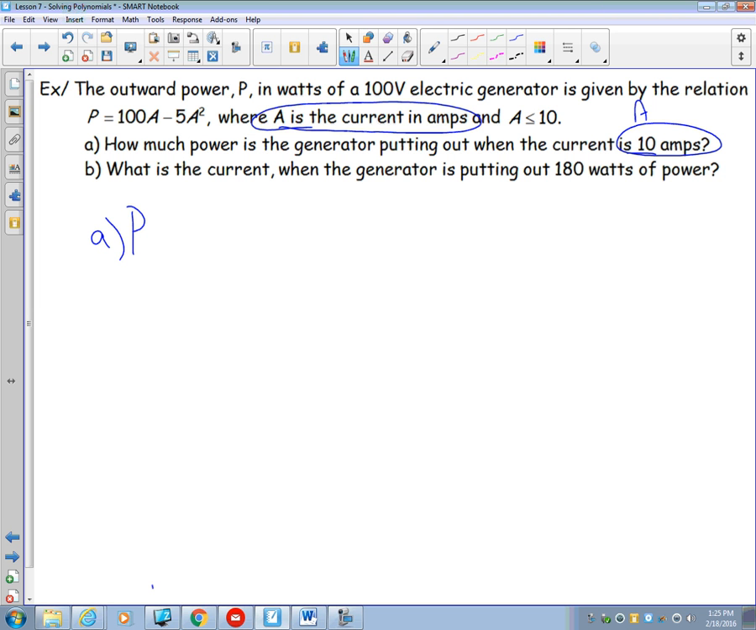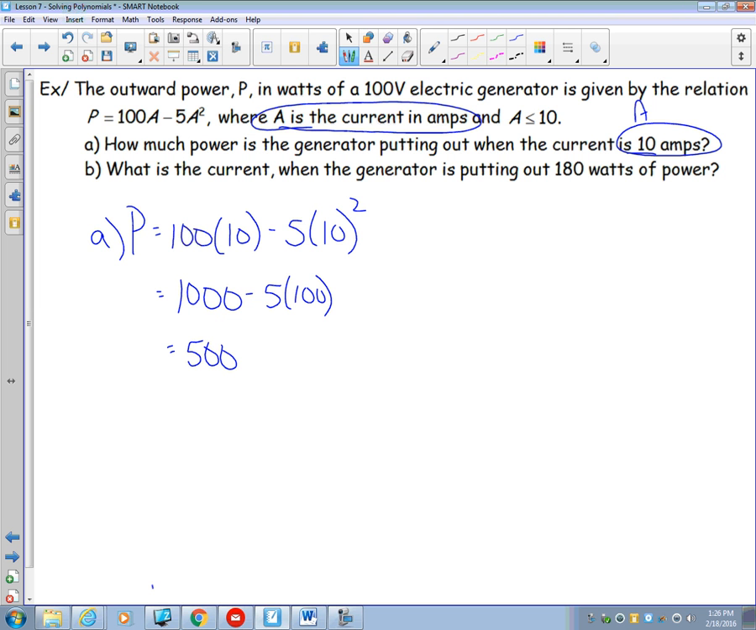Our power equals 100 times A, but we just said A was 10, minus 5 times 10 squared. Now you put this all in our calculator, or if you want to, you can do bed math. That works fine too. 5 times 100, and we got 500, and it said watts. Okay. Part B. What is the current when the generator is putting out 180 watts? Oh, that's the power this time. That's my P. So this time I'm solving. 180 is going to go on the left side. In my equation, 100A minus 5A squared is what I'm left with on the right side.